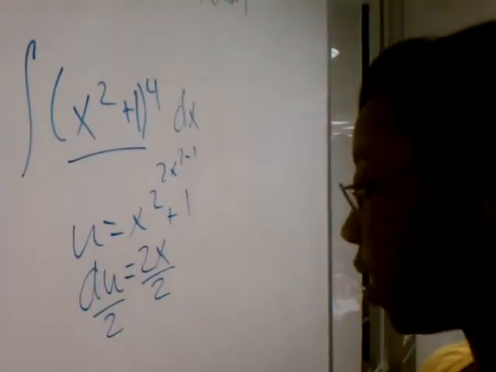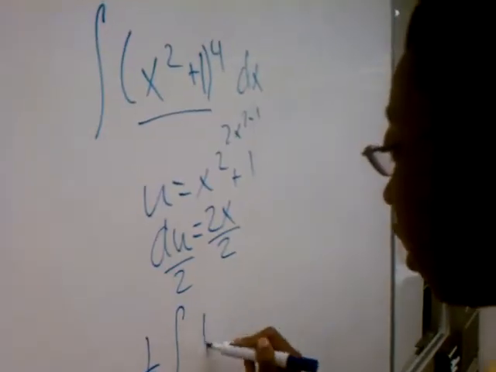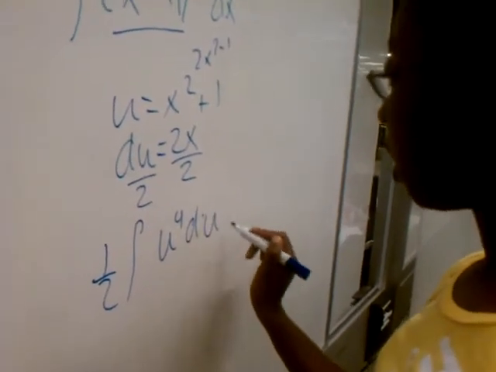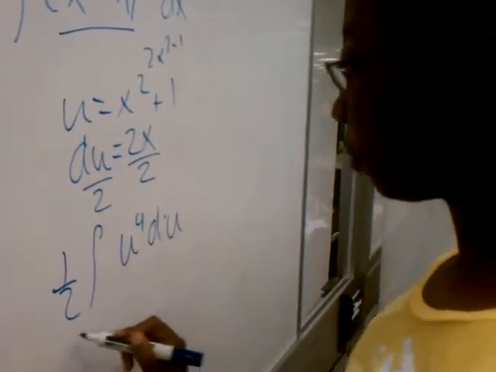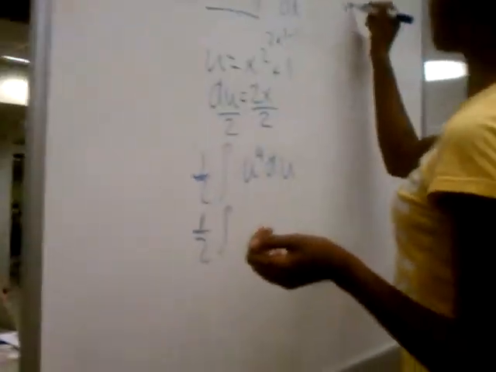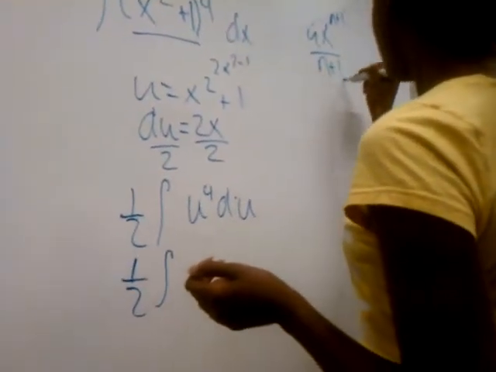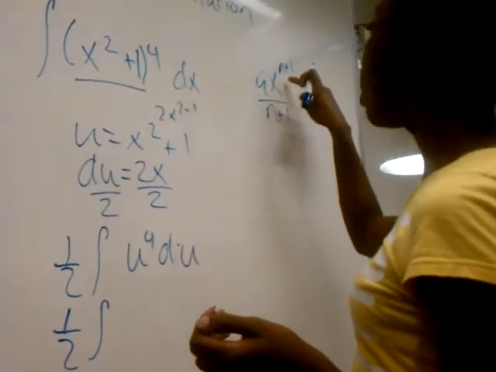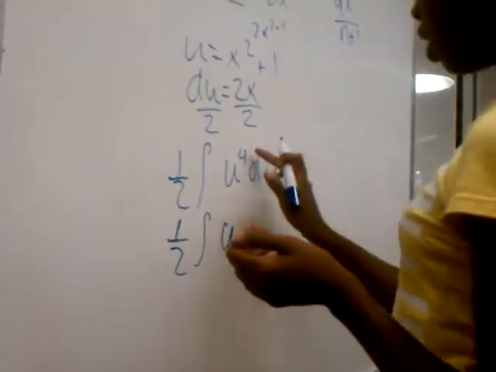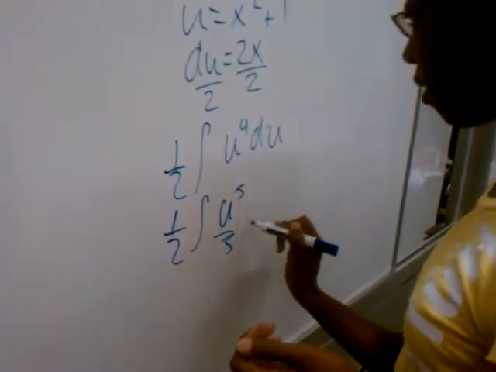Now we can set up our integral equation. So I pulled out 1/2 here, integral sign, and our u is u to the 4th du, because we're solving it in terms of u. Next, we can integrate. Our formula for integration is a x to the n plus 1 over n plus 1, a being your constant, x being your variable, and n your exponent. So here, when we put this in our formula, we get 4 plus 1 over 4 plus 1, which gives us u to the fifth over 5, du.